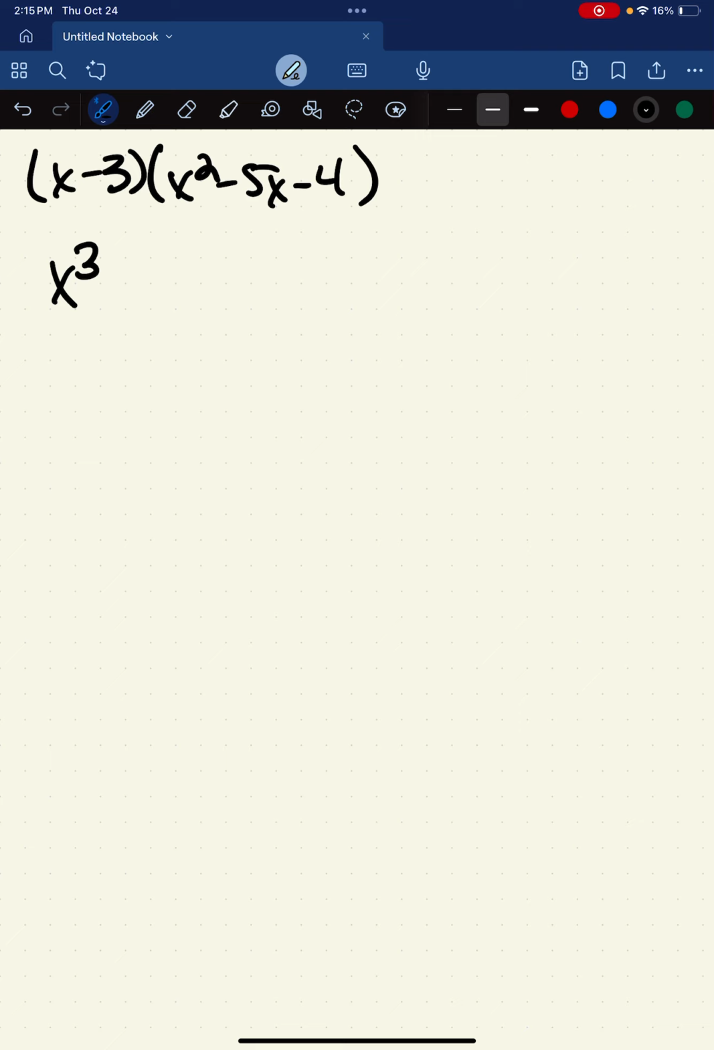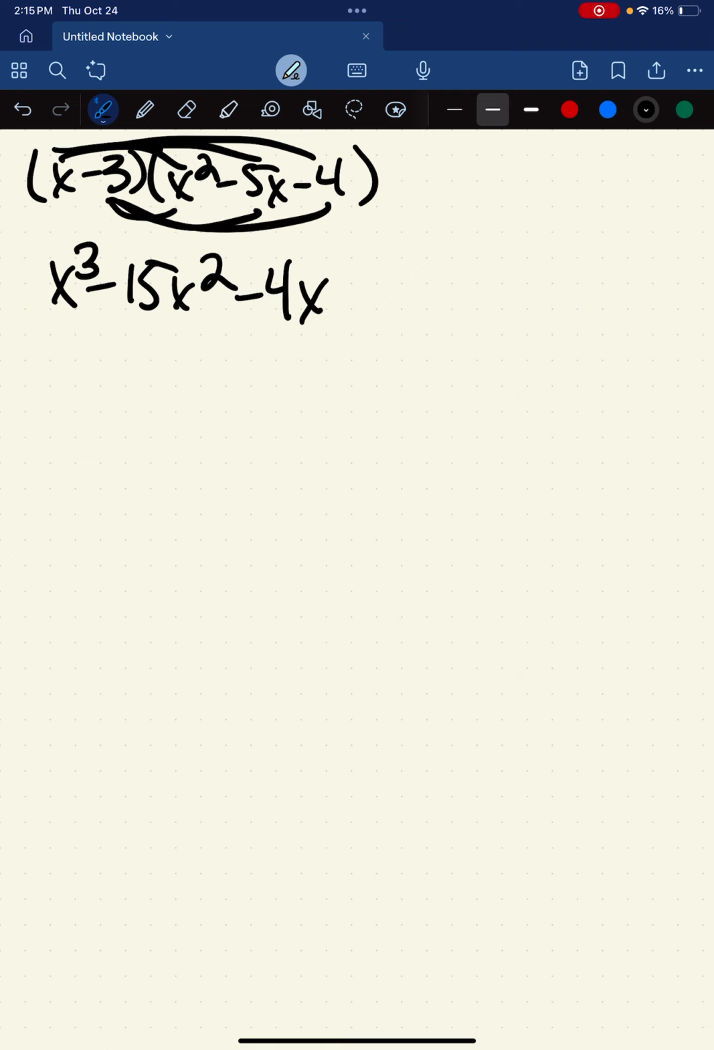Okay, it's using the box method. We'll do x minus 3 times x squared minus 5x minus 4 using the FOIL-like method. So x times x squared is x cubed. X times negative 5x is negative 15x squared. X times negative 4 is negative 4x. So what we just did were those three.